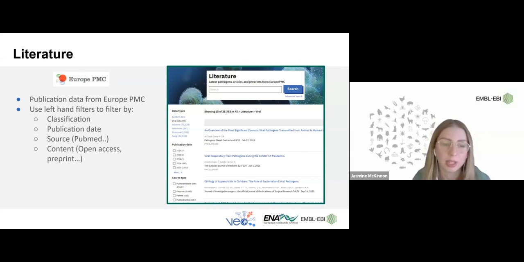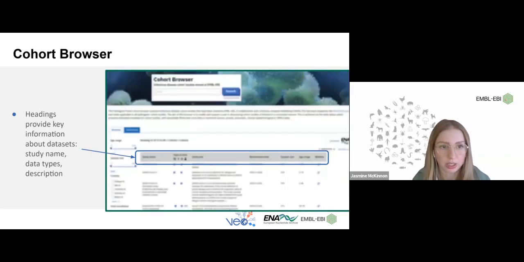The literature tab, as discussed before, is from Europe PMC, and you can filter the data using the left-hand side filters by classification, publication date, the source of the data, and the content, if it's open access or preprint, etc. In the cohort browser, you can use the headings to find out what kind of data is included.